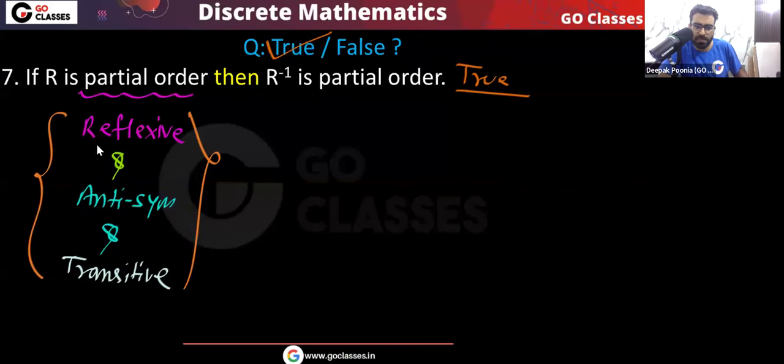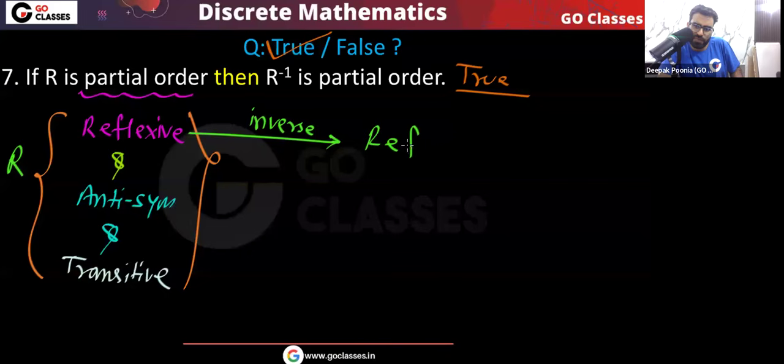Now we have already seen, if R is reflexive, then R inverse will be reflexive. If R is antisymmetric, R inverse will be antisymmetric. If R is transitive, then R inverse will be transitive. This we have already seen. Now this is your relation R. R is reflexive and antisymmetric and transitive.